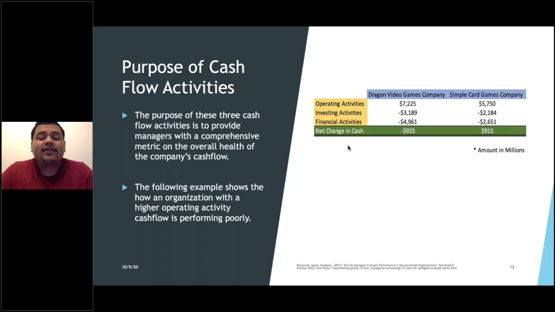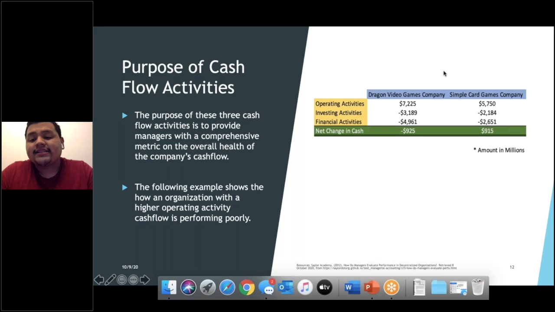What this means is Dragon Video Games Company is spending more in investments and financials than they are bringing in through their operations. This can technically be a showcase of poor performance if information is not provided that backs up that this is a good value, right? Typically, when you see negatives, it's not good, but perhaps the company made a large investment into future property, plant, and equipment that can lead to potential gains in a future period. So this is why it's important to know the big picture, but here it gives you just an idea of how the business operated within the given term.